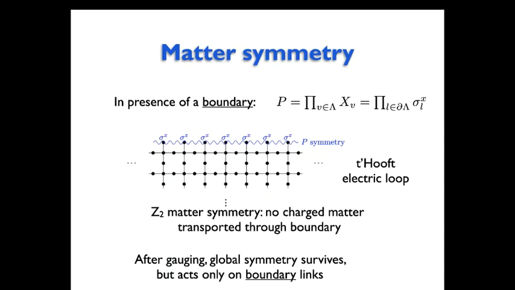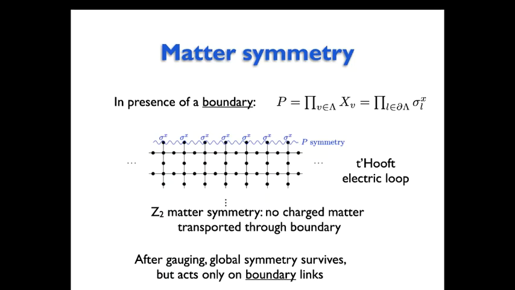So it's a boundary which gives rise to a global symmetry. Yeah, I see. Acting on matter fields. Yeah. So there is an Ising symmetry which you can measure by measuring the top line. Sorry, I have a question. Could you just explain the line, no charge matter transported through the boundary?